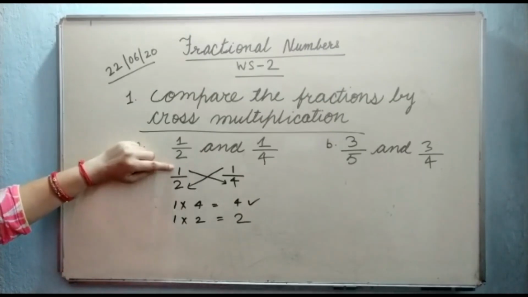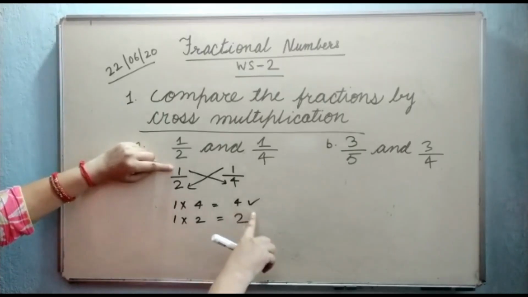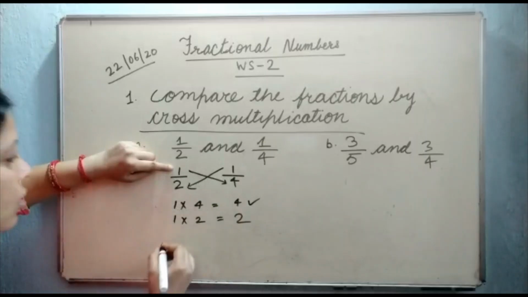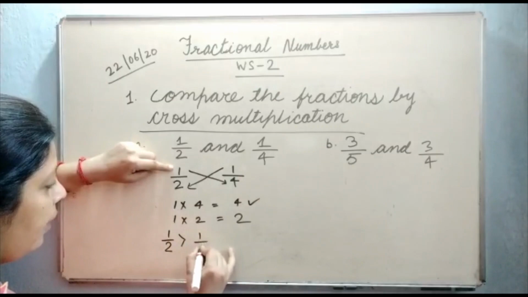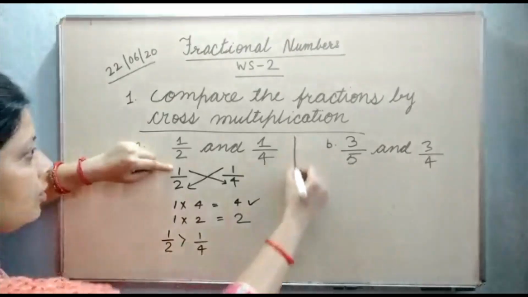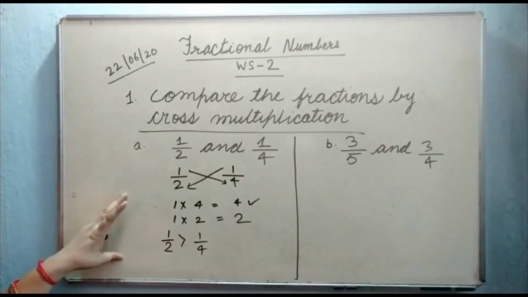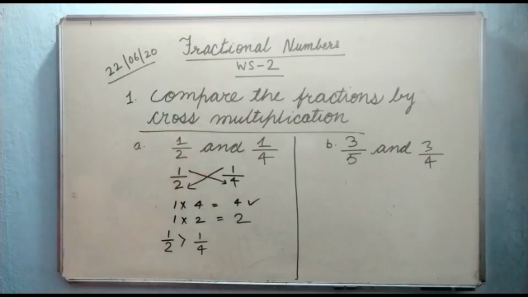That means this is showing you half, 1 by 2, is greater than 1 by 4. How have we decided? By this finger. When we put this finger here, we are getting a greater number. So 1 by 2 is greater. So we write 1 by 2 is greater than 1 by 4. So this is the way we solve using cross multiplication.